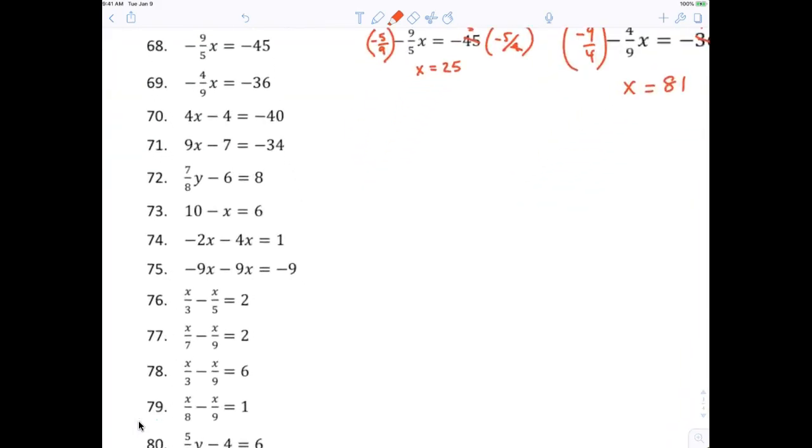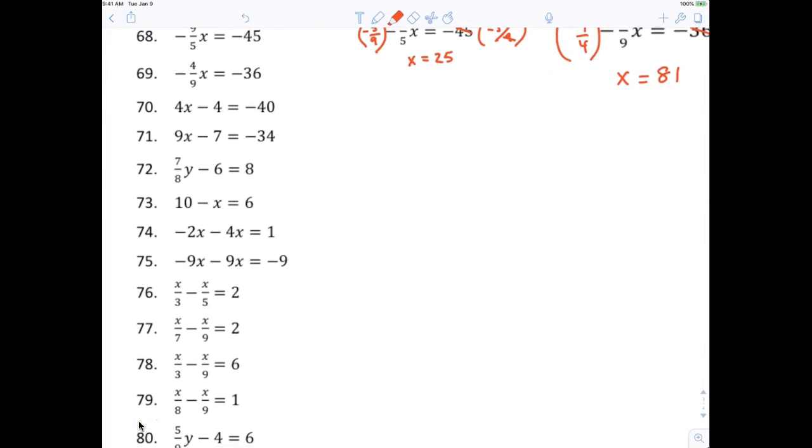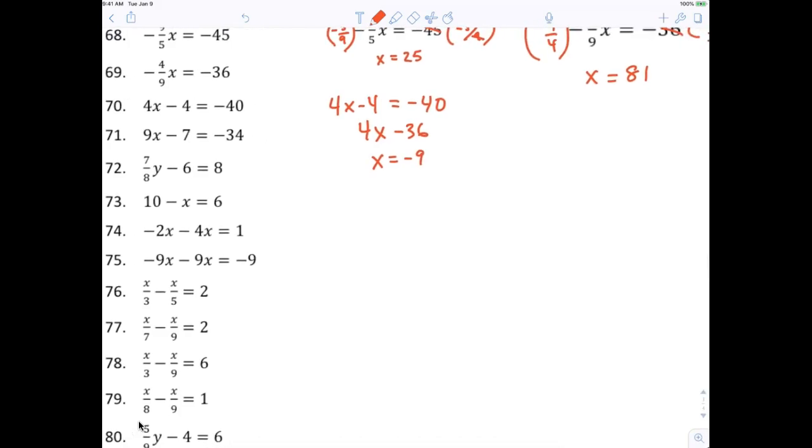Now, let's go ahead and take a look at number 7. So I have 4x minus 4 equals negative 40. It's Peter now. What am I doing? So what is that? And so, beautiful. Okay? So now let's write the next one. 9x minus 7 equals negative 34.